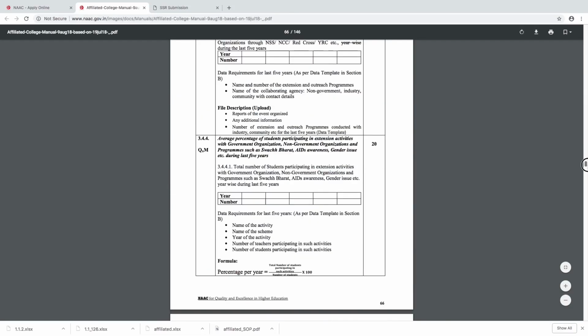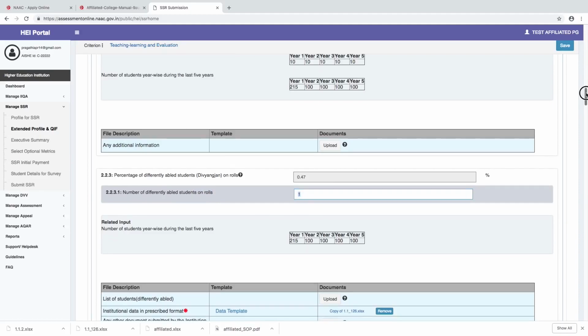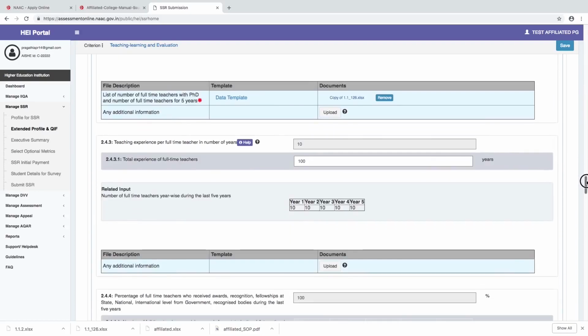If you are coming for the assessment and accreditation in September 2018, if you are filling up the application SSR form, the current year for you would be June to July 2017-18. In such a case, during June 2017 to July 2018, how many differently abled students were there on rolls? This has to be given as one whole number. So, by filling up these details and giving the data template appropriately, you will be able to proceed to the next section.